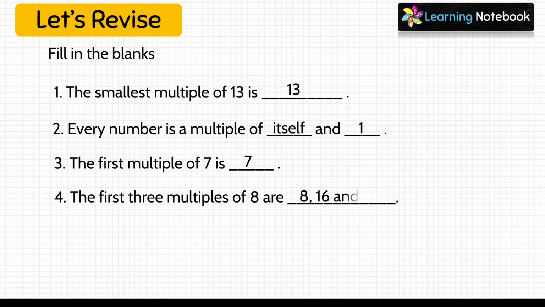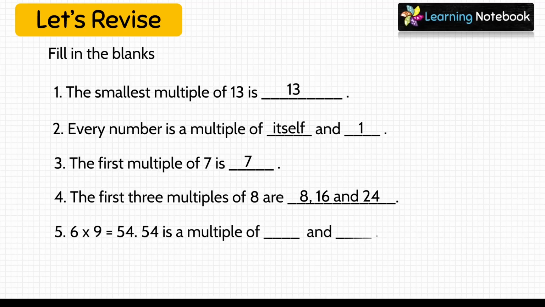For this, we will do 8 into 1 equals to 8. Next, 8 into 2 equals to 16 and 8 into 3 equals to 24. And the last question is, 6 into 9 equals to 54. So 54 is a multiple of dash and dash. Answers are 6 and 9.